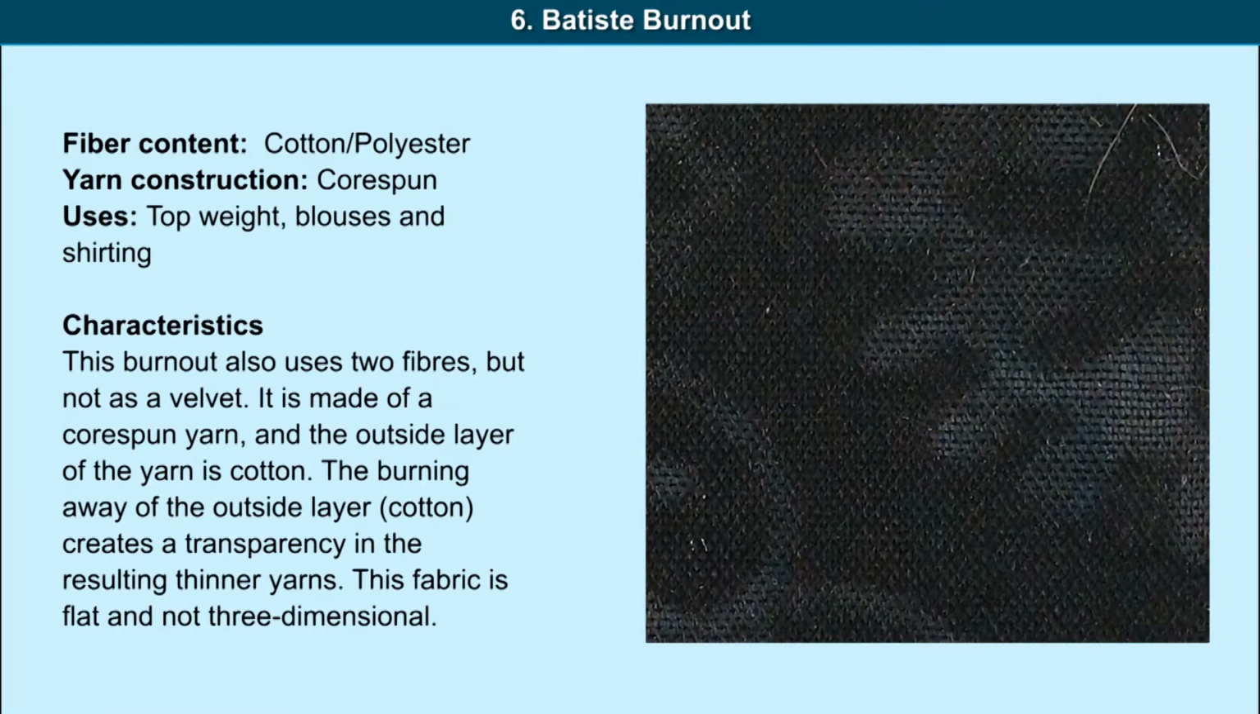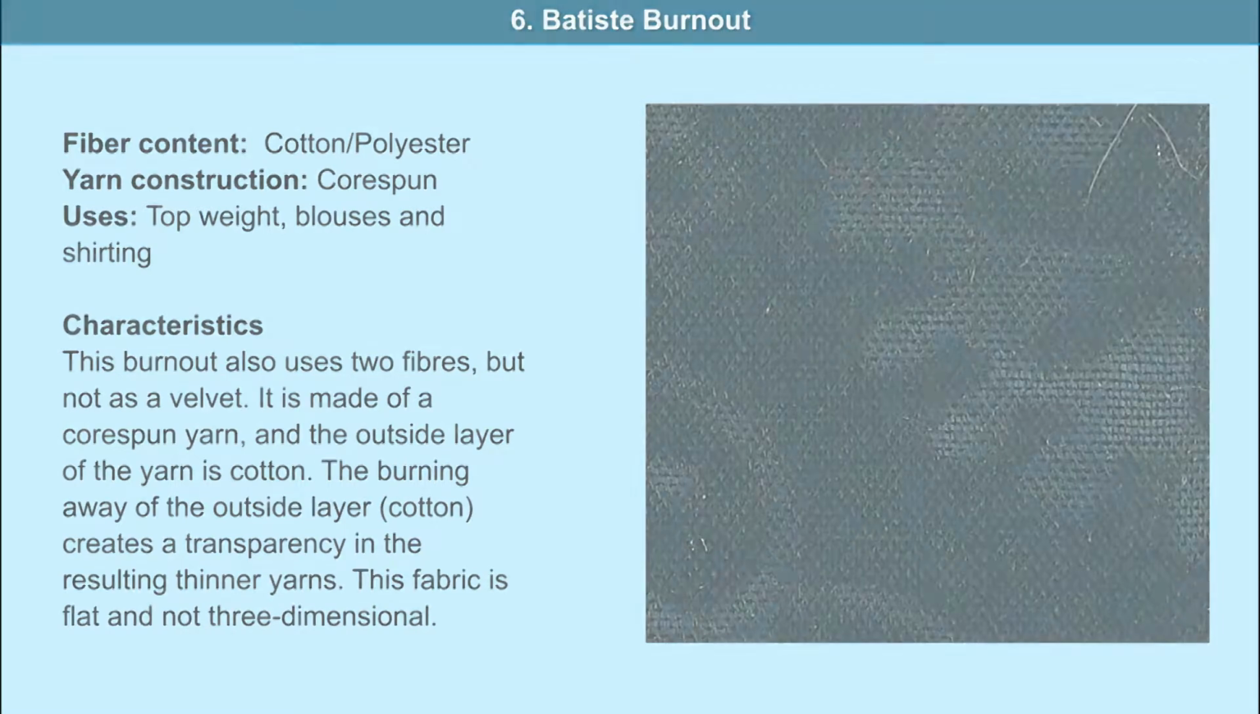Batiste burnt out. This burnt out also uses two fibers but not as a velvet. It is made of a coarse spun yarn and the outside layer of the yarn is cotton. The burning away of the outside layer creates a transparency in the resulting thinner yarns. This fabric is flat and not three-dimensional.